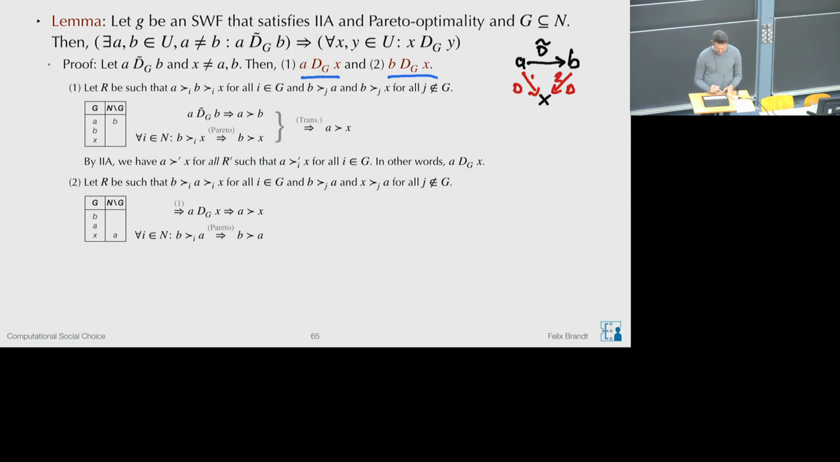Now, again, we also have Pareto dominance in this profile here. Everybody prefers B to A. For the ones in G, this is obvious. For the other ones here, one of the few things we know is that they all prefer B to A.